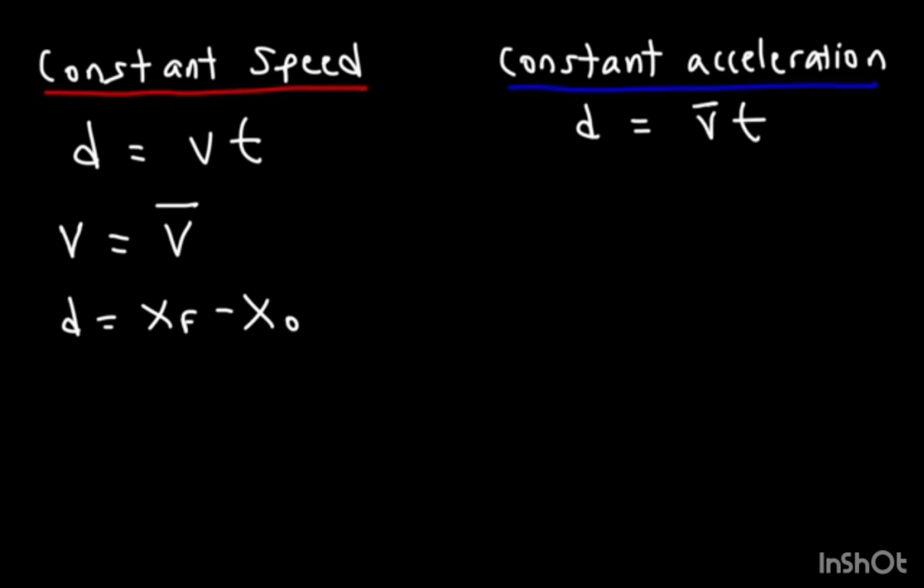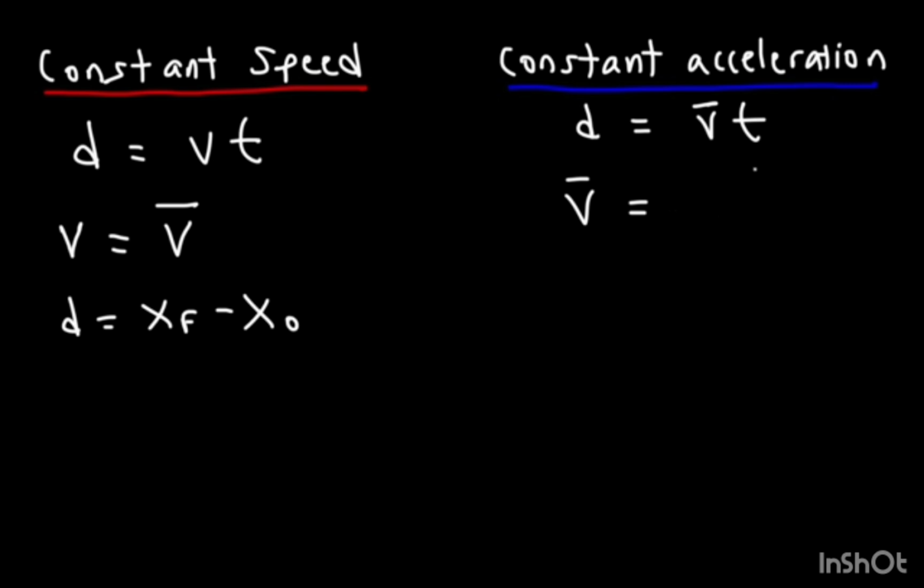And the reason for that is that v doesn't equal v bar when there's acceleration. Anytime there's acceleration, that means the velocity is changing. The acceleration tells you how fast the velocity is changing. And if the velocity is changing, then the instantaneous velocity and the average velocity for most of the time won't be the same. So thus we need to use v bar.